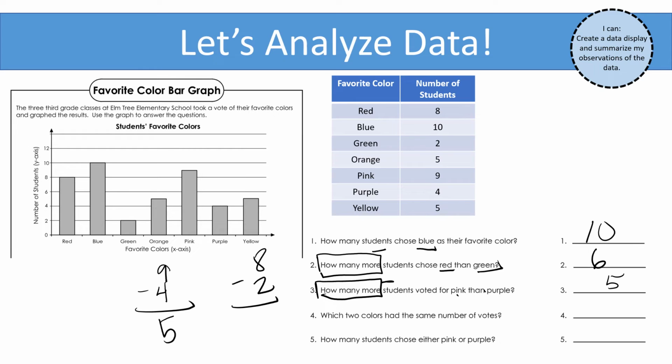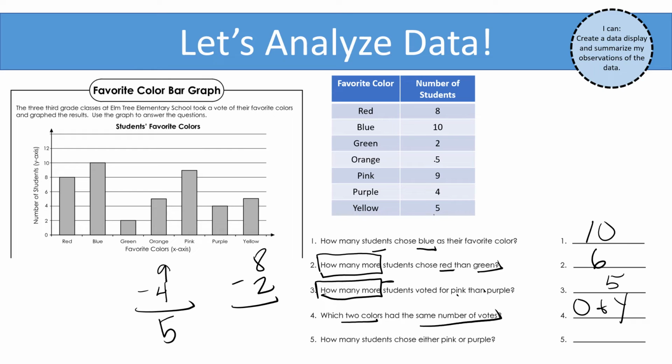Number 4, which 2 colors had the same number of votes? 2 colors had the same number of votes. So let's look. We have 8, 10, 2, 5, 9, 4, 5. So 5 is the same. So we have orange and yellow. So I'm going to put O and Y.